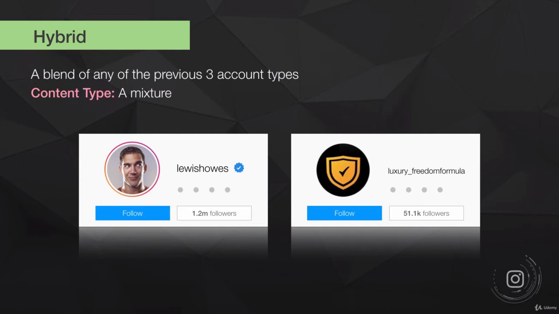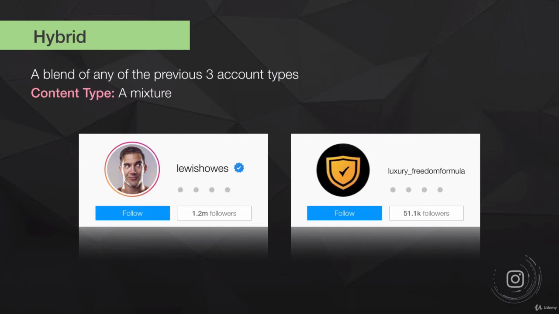content. I'm posting personal content in order to have people trust me and like me and come through and be more likely to find my account and buy my products, because I'm using the hybrid strategy where I'm mixing a mixture of the 3 account types.